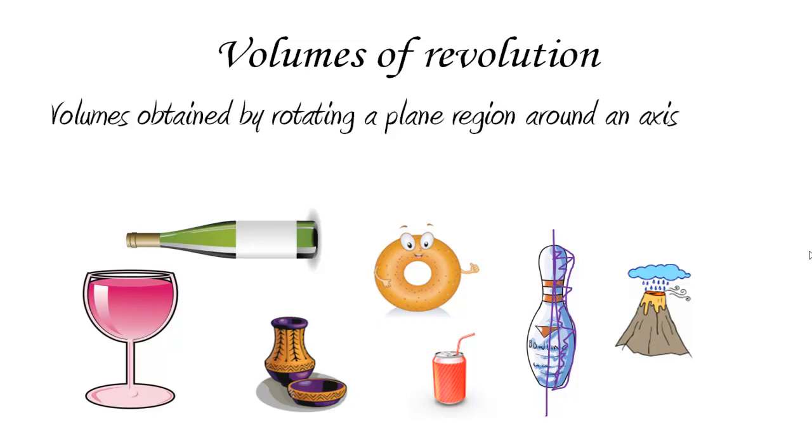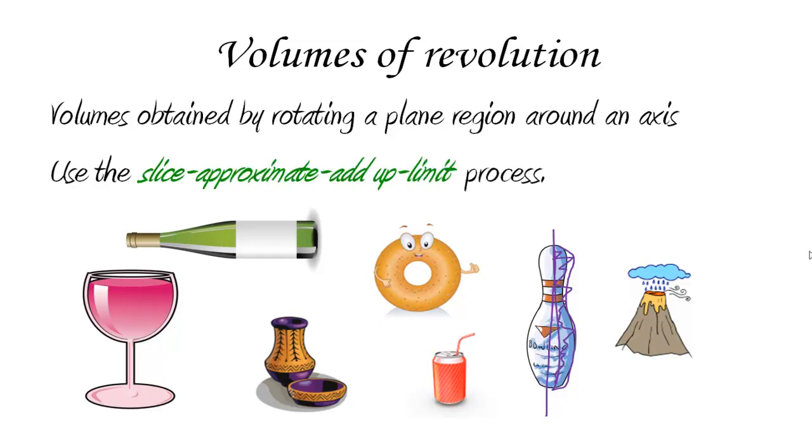Now, how are we going to do this? By again using the slice, approximate, add up, and take the limit process. We're going to apply it to whatever region we're rotating, but we're going to do that in several different ways depending on what kind of solid we have. As you notice, some of the solids you have in front of you are true solids in the sense that they're all filled in. Some have holes in them. Also, it will depend on where the axis of symmetry is located. So let's have a look at these different methods.